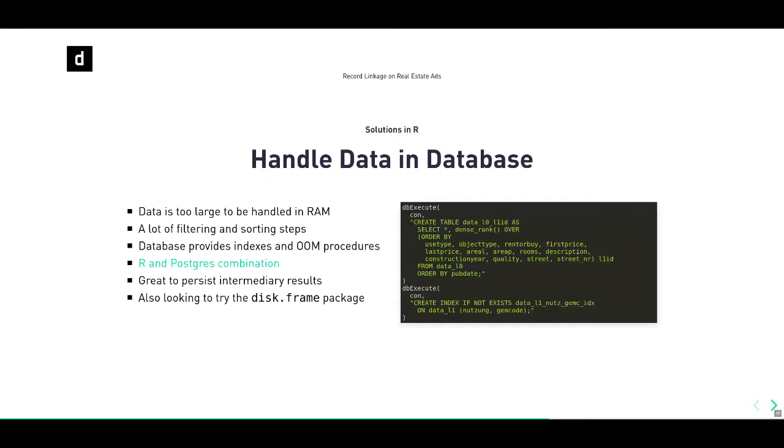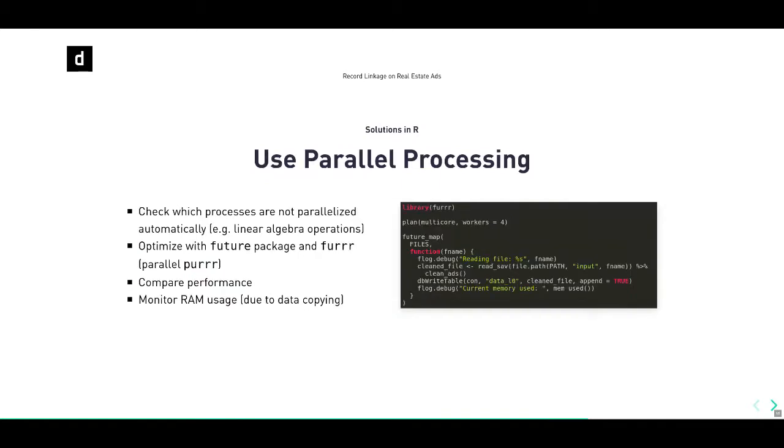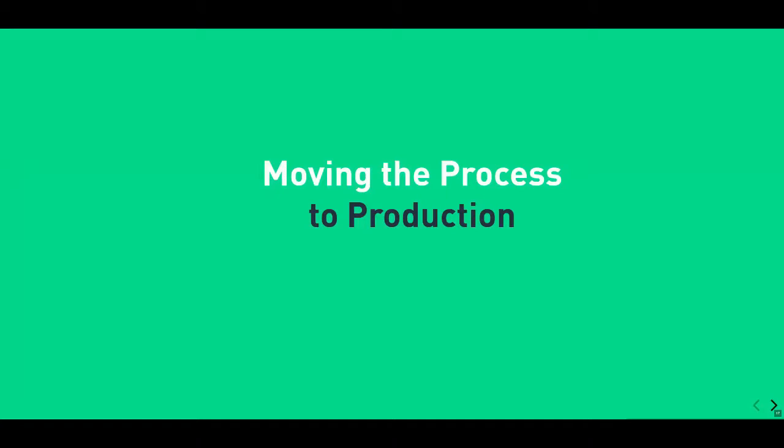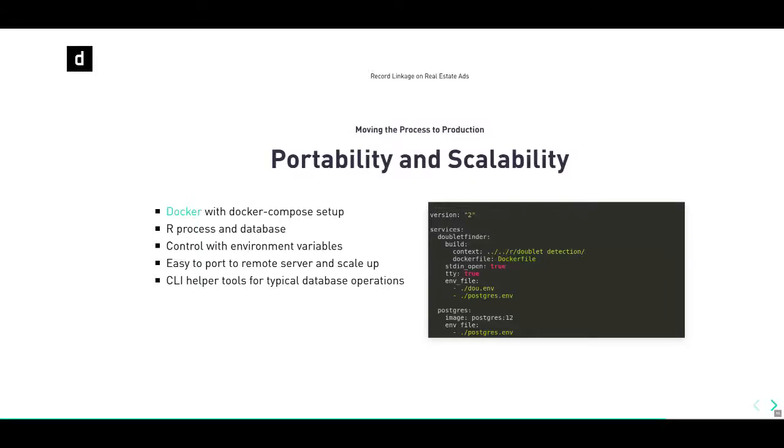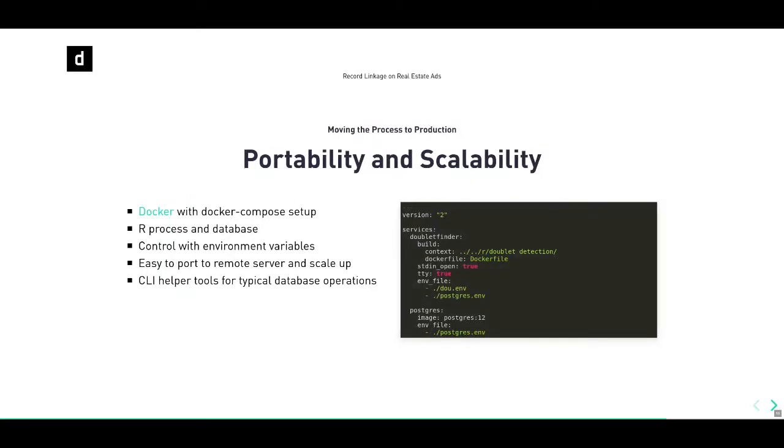Also, for parallel processing, you need to be very careful about what is already done in parallel for the linear algebra operations. And of course, in the end, you also need to move the process to production somehow. And there we heavily rely on Docker to provide portability and scalability, because you can very nicely just port the entire project from your development environment to a production server.